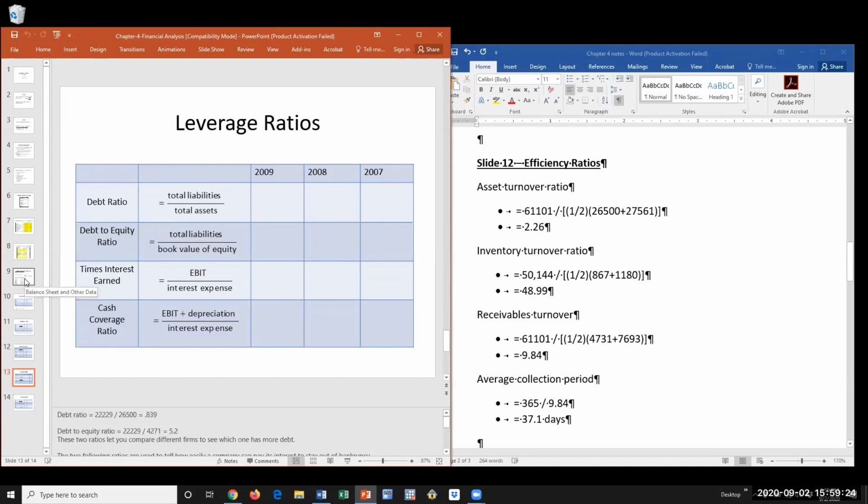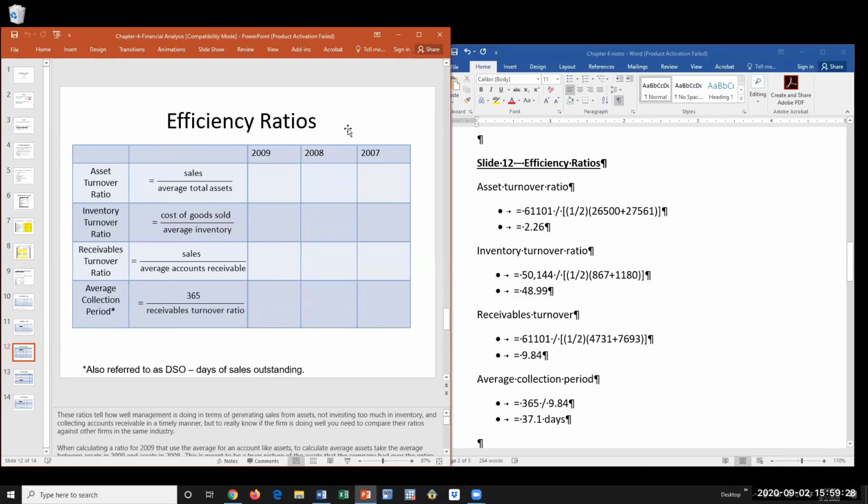Okay, so let's talk about efficiency ratios. Efficiency ratios basically tell you how well the business is run. And I'll give you an example. The first ratio here is the asset turnover ratio. And the asset turnover ratio, which is sales divided by total assets, tells you how much sales a company is generating for the amount of assets that they own.